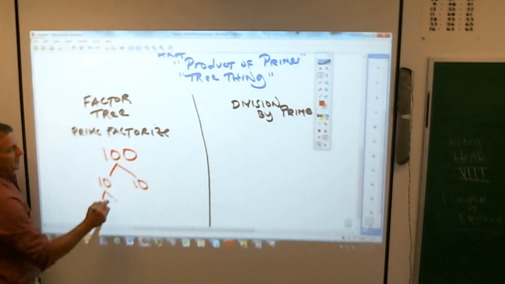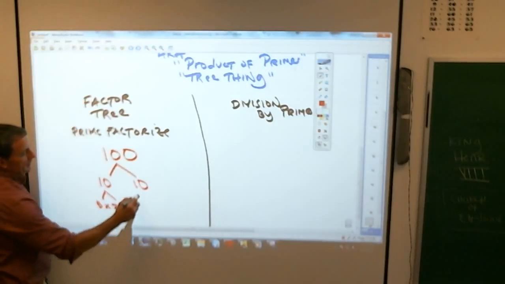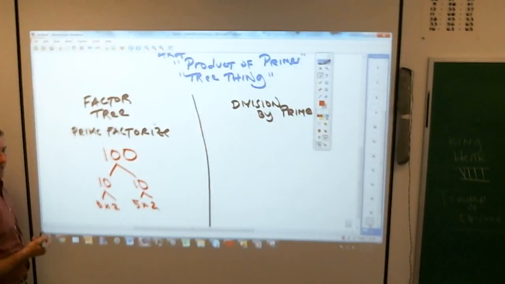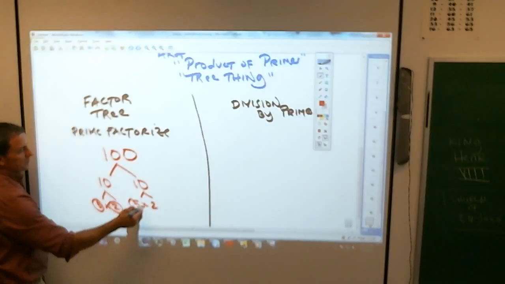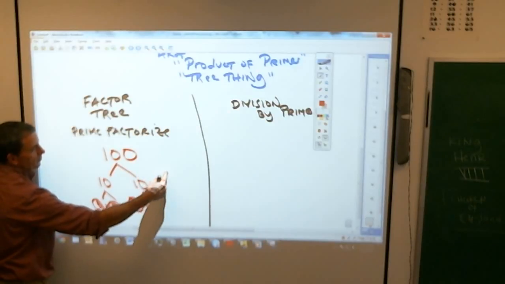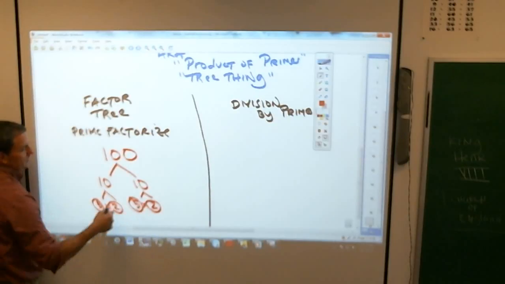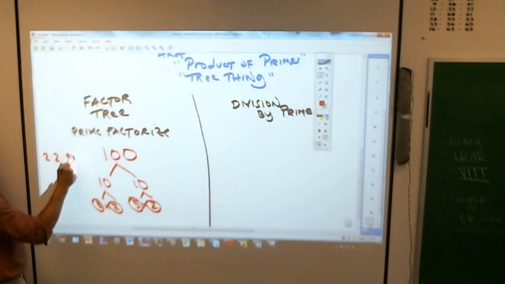What times what gives you 10? 5 times 2, and 5 times 2. Are those prime numbers? If they are, you can stop. Well, we know 5 is a prime number and 2 is a prime number, so it's probably best to circle them so that you know that's the end of your tree. This is your prime factorization. And I strongly suggest you rewrite it from least to greatest, just so when we correct it, you have it. It's 2 times 2 times 5 times 5.